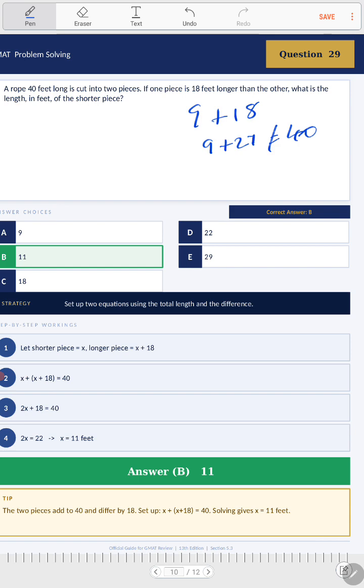But if you check it, let's say 11 and 11 plus 18. So 11 plus 18 is 29. But then what about 11 plus 29? Because 2 of them will give us 40. Is it 40? Yes. So sometimes you don't need to bother yourself. You just write the answer options.